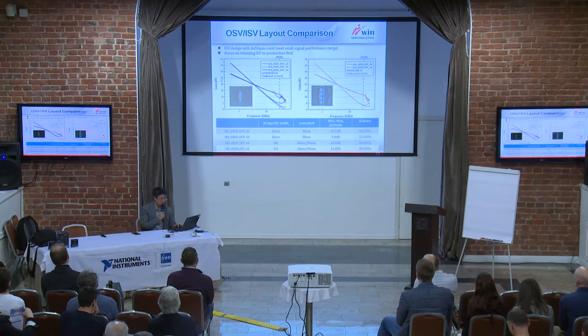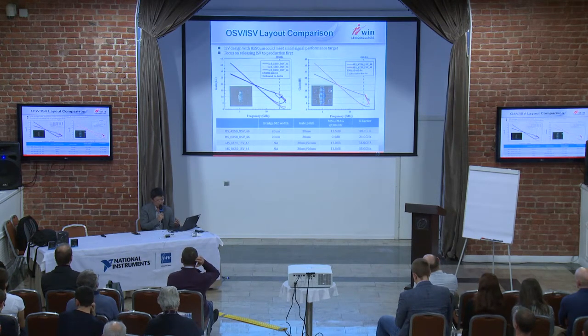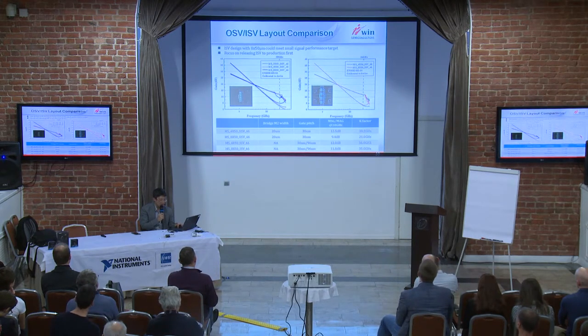So this slide shows the PE15 MAG performance. We do have two types of device layout. One we call the OSV, another one is ISV. The OSV has only two back vias over here and here. And to have a better MAG performance and a higher frequency application, we put the five back vias over here, embedded in the device.